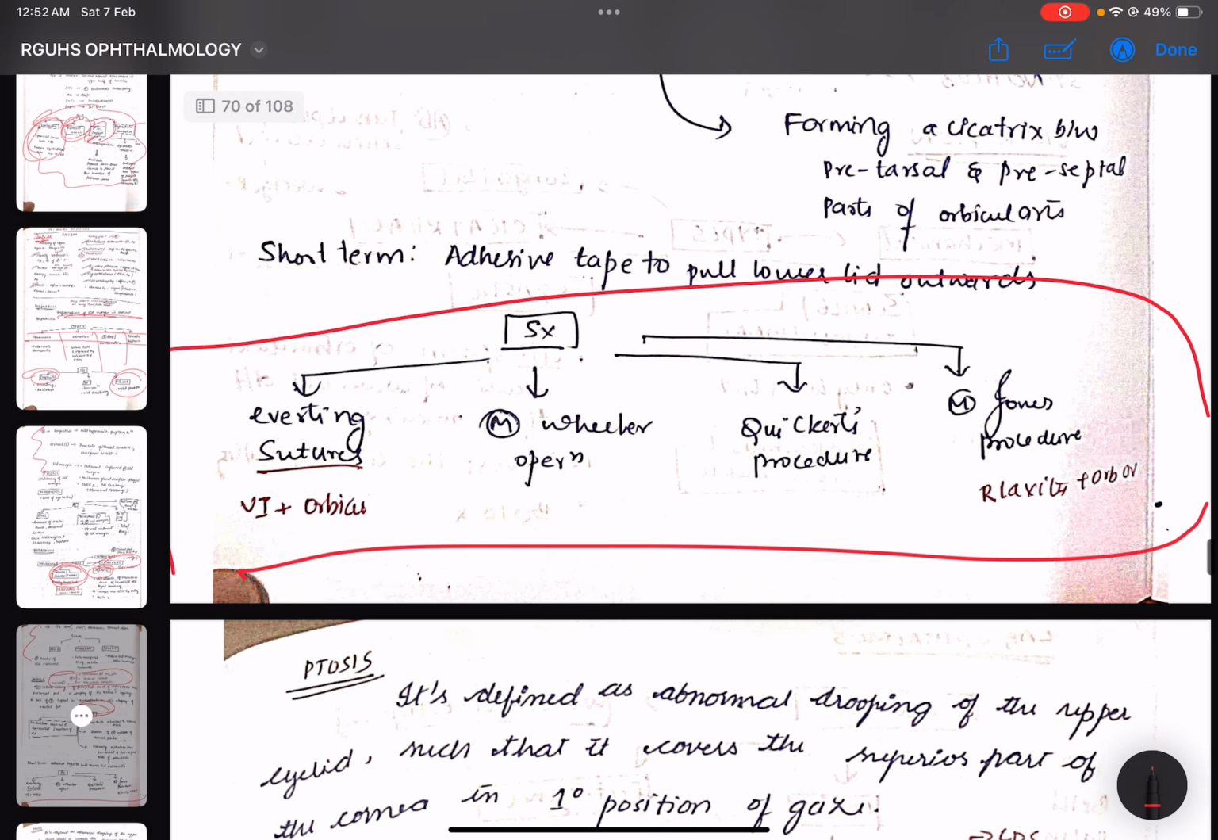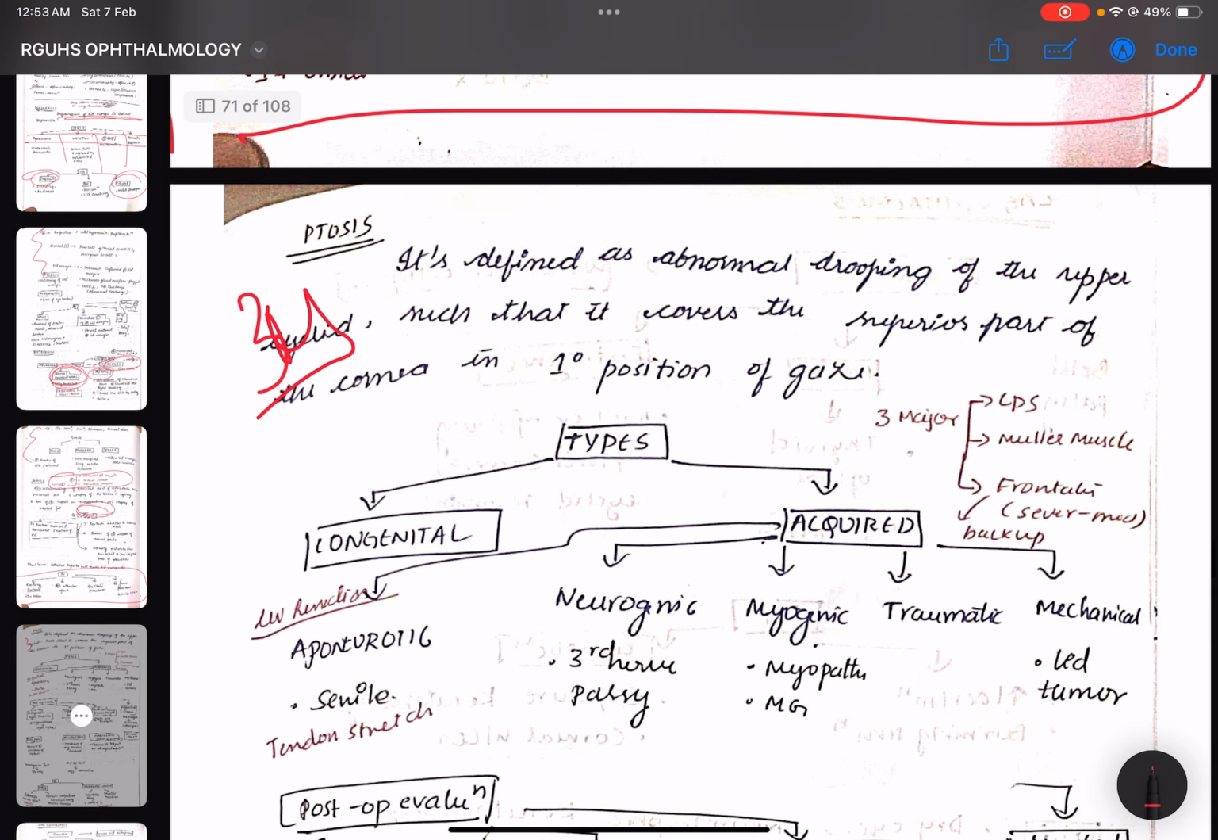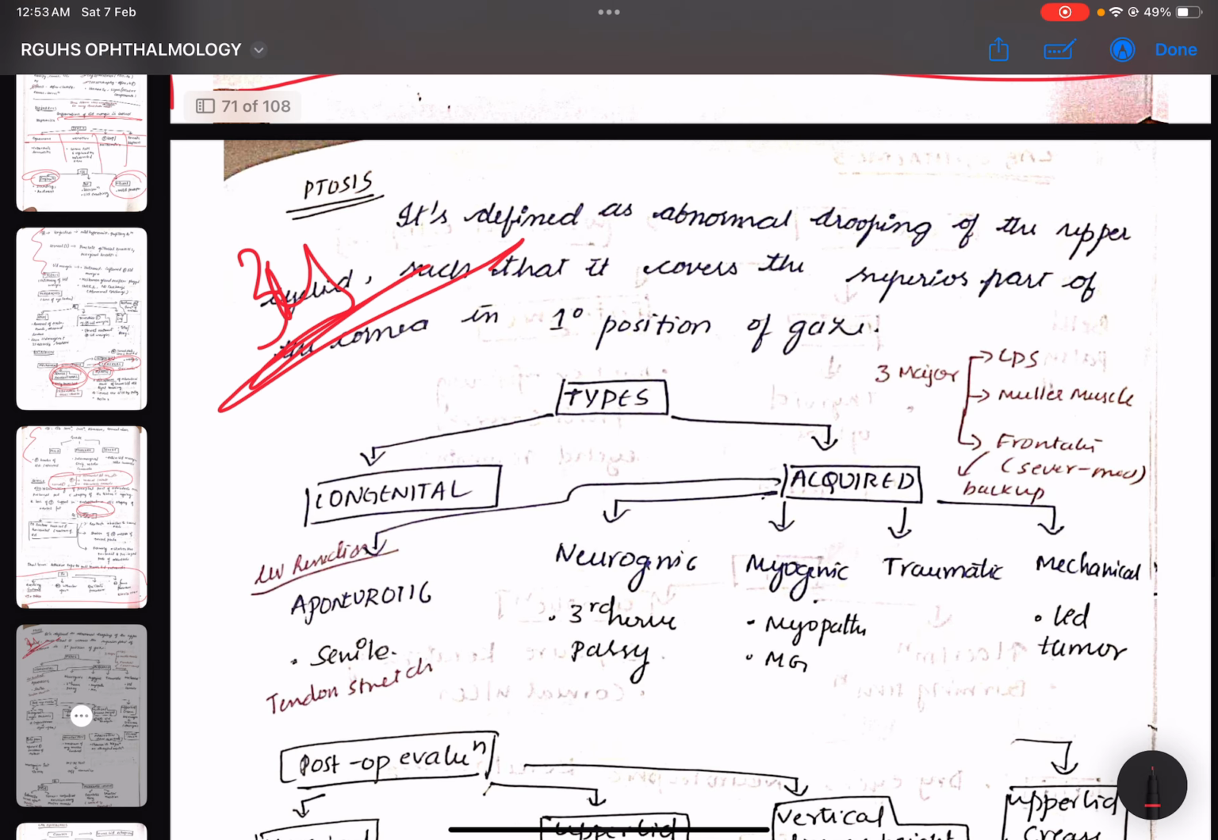These are the things which you do to make sure that is correct. In causes of ptosis, which they might ask again, what are the three things which have to be there? Again, LPS muscle stability, Muller muscle stability, and frontalis is affected in moderate to severe disease. So you need to back up for that.